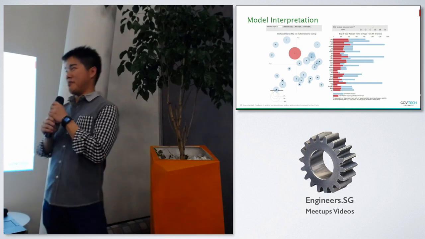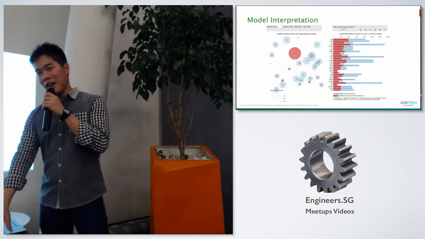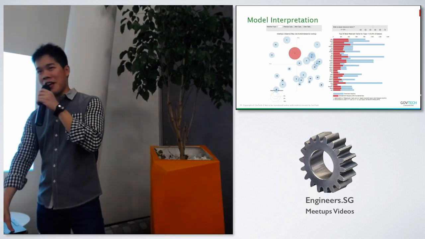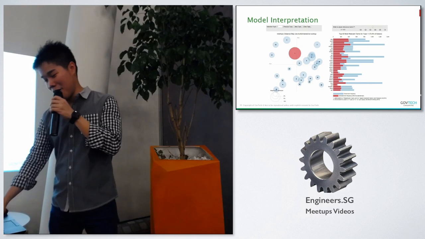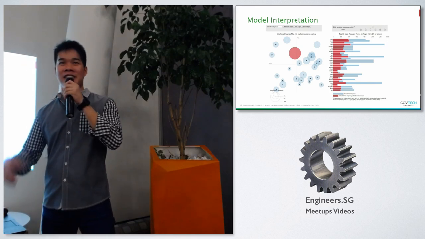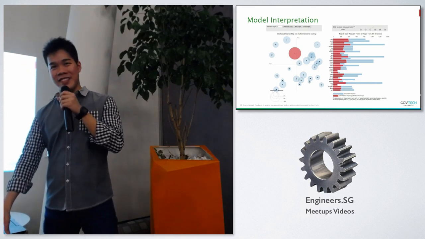So that's all I'll share for this topic. I hope everybody benefited from this to clearly understand what we are doing in the government with regards to data science. Thank you very much.